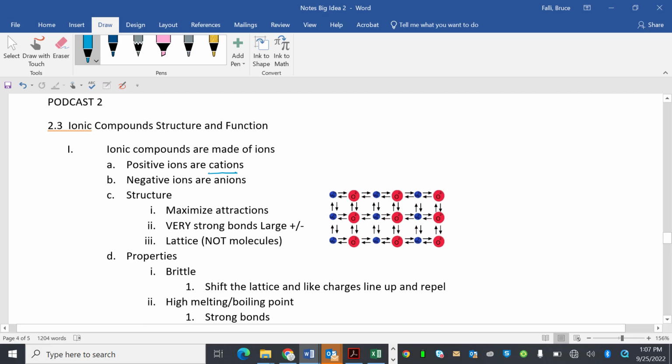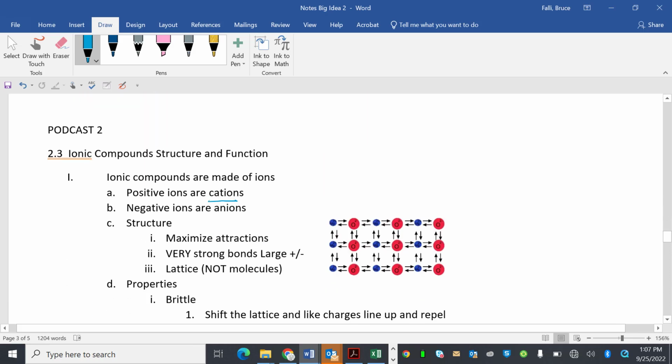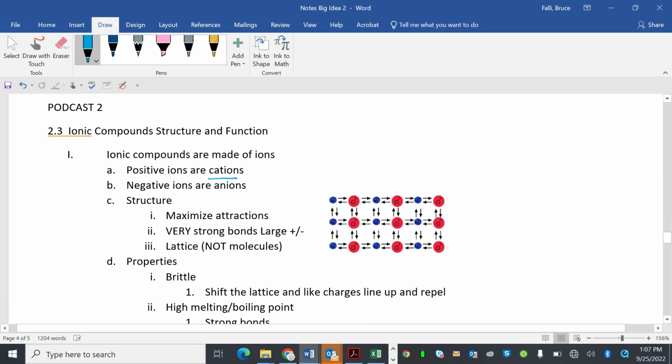So big idea 2.3, ionic compound structure and functions. We're going to talk about ionic. Before, those were only covalents, these are now ionic. If you look at these, notice how this has a beginning and an end. That would be a molecule, okay? These don't have that regular beginning and end. You see a network that goes on and on. So ionic compounds are made of ions.